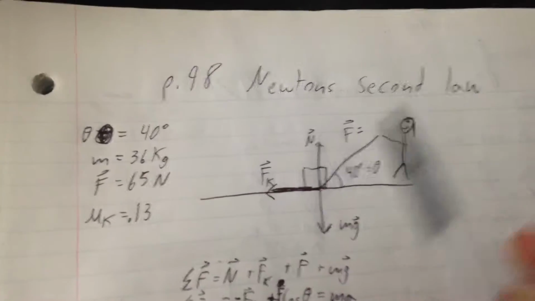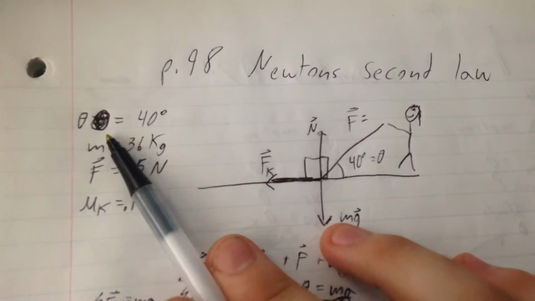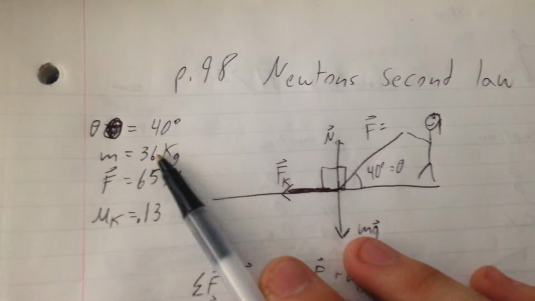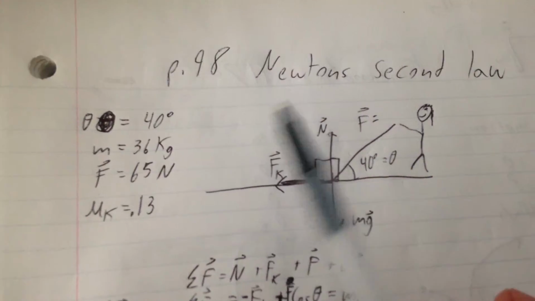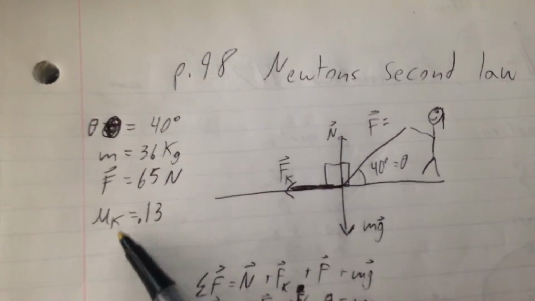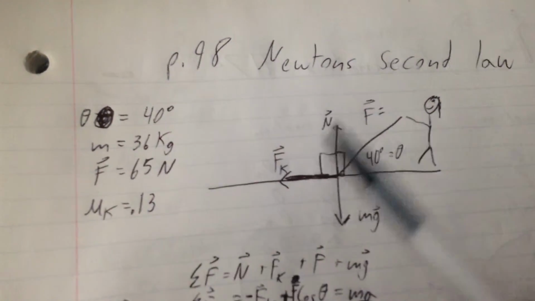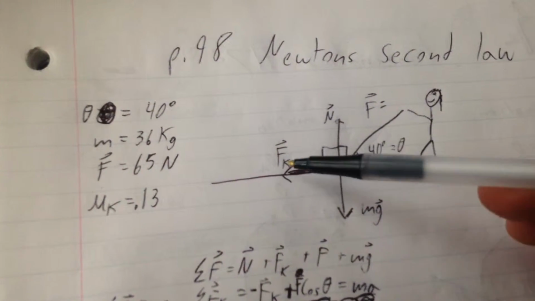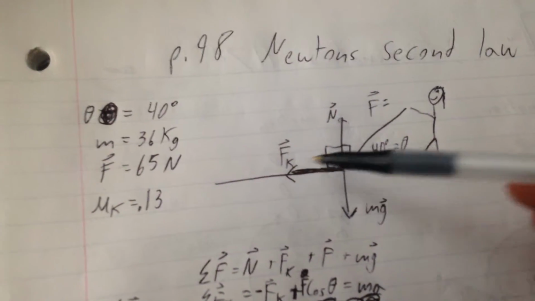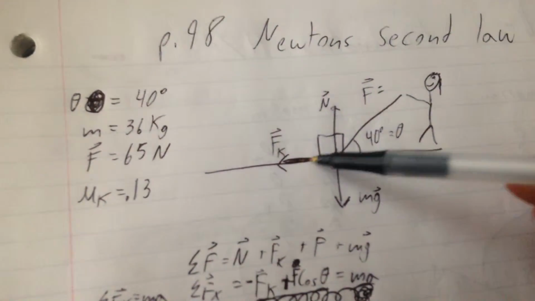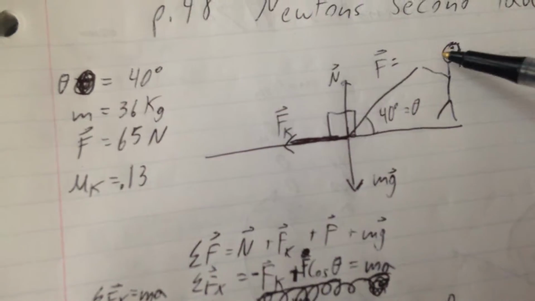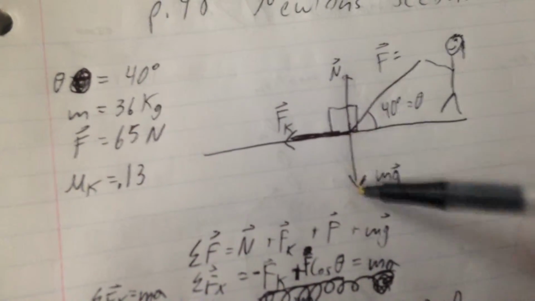For this problem of Newton's second law, the problem gives us the angle of 40 degrees, mass is 36 kilograms, force is 65 newtons, and your coefficient of kinetic friction is 0.13. All the forces acting on it are a normal force coming up from the object, the kinetic friction, a sliding force, the force being pulled by the person at the 40-degree angle, and mass times gravity going down.